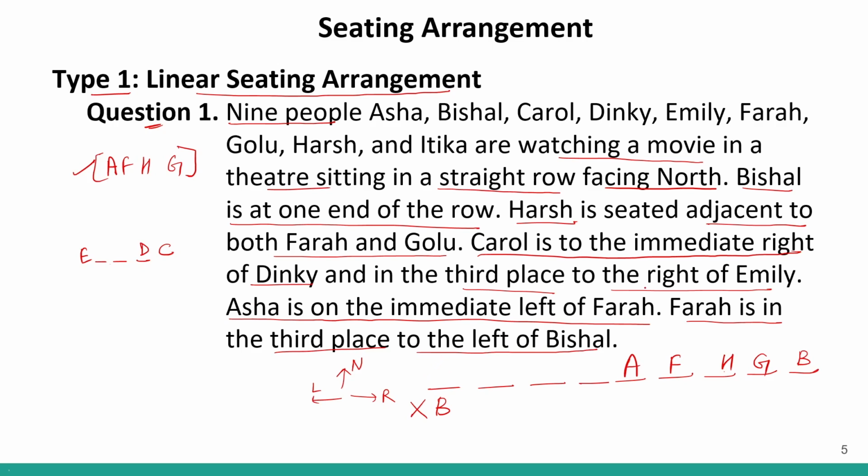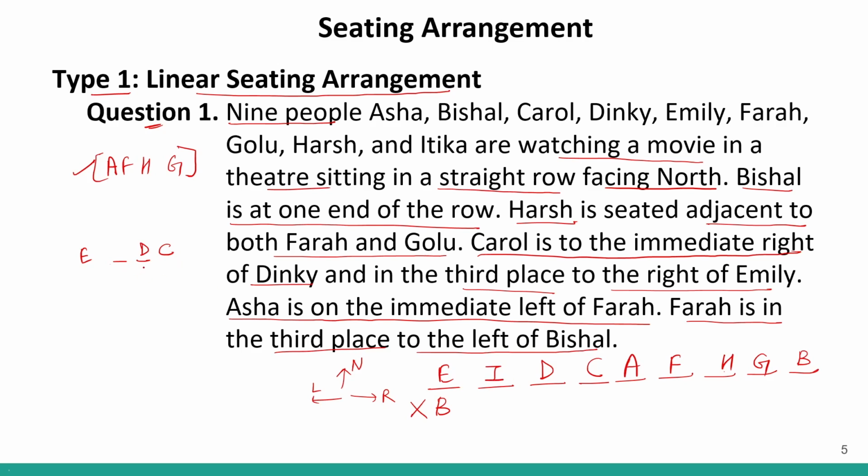Basically it says that Carol is to the immediate right of Dinky and third place to the right of Emily. So Emily will be here, third place to the right: 1, 2, 3, Carol will be here and here we'll have Dinky. Correct? Who is the only person remaining? Only person remaining is Itika, so Itika will be over here.